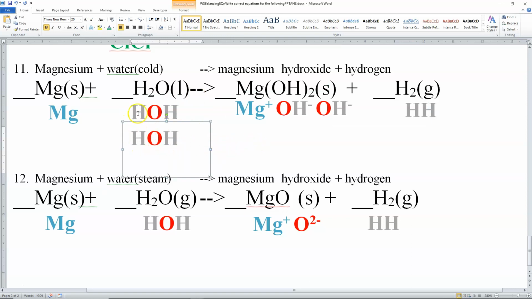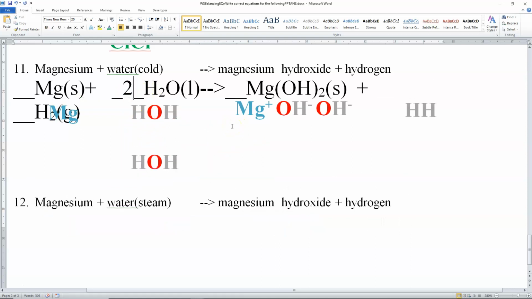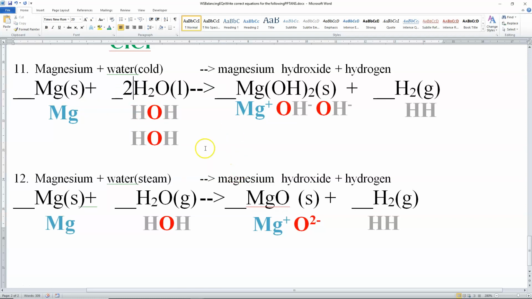By doubling that, we've now got 4 hydrogens on the left, 1, 2, 3, 4 on the right, so 2 in the magnesium hydroxide and 2 in hydrogen, so hydrogen's balanced. And magnesium is still balanced, we haven't changed anything. For the bottom one, 1 magnesium on each side, 2 hydrogens on the left, 2 hydrogens on the right, 1 oxygen on the left, 1 oxygen on the right, so that's all balanced.